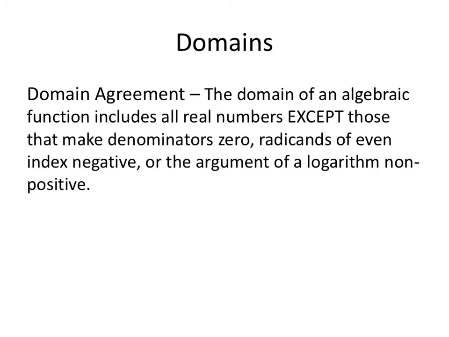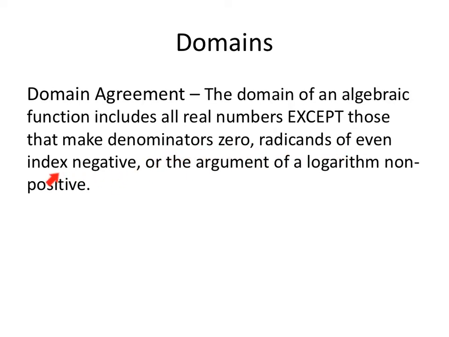Now, the domain agreement. The domain of an algebraic function includes all real numbers except those that make the denominator 0, radicands of even index negative, or the argument of a logarithm non-positive. That's a mouthful. So what does it say? It says we could use any number, but we check for denominators. Can't have zeros in the denominators.